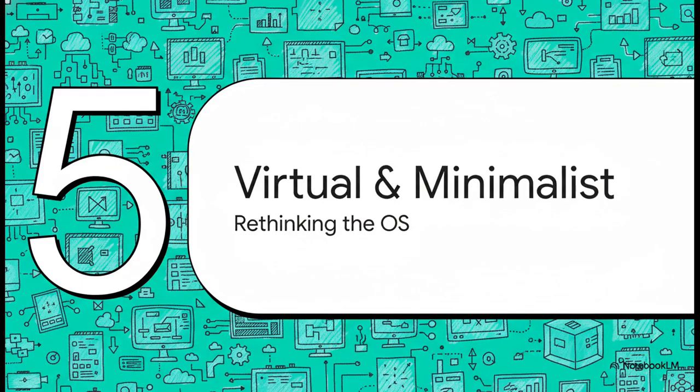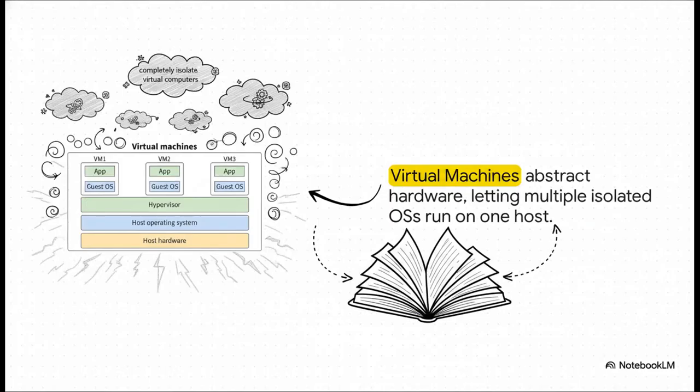But wait, the story doesn't stop there. Some designers took things even further, creating blueprints that just completely threw out the old rules and rethought what an operating system even is. And this brings us to virtual machines. Let's just walk through this diagram starting from the bottom. You've got your actual hardware, your physical computer. On top of that, you have a normal host OS. But then you have this magic layer called the hypervisor.